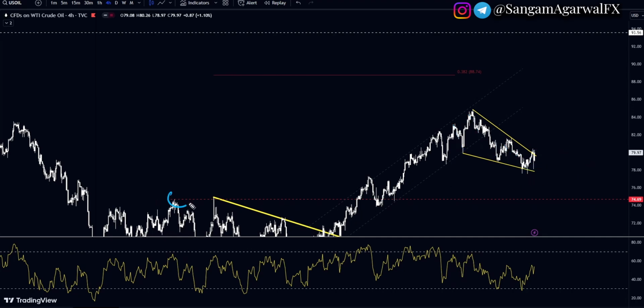Or if it goes down to 74, then you can buy the retest. But after the BRICS meeting, now you can say BRICS controls oil, not USA.